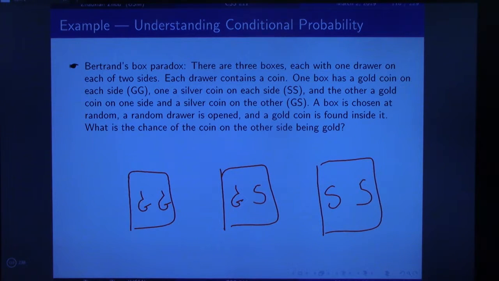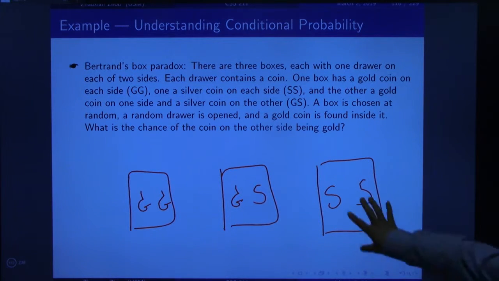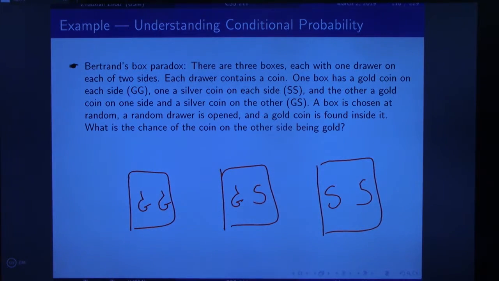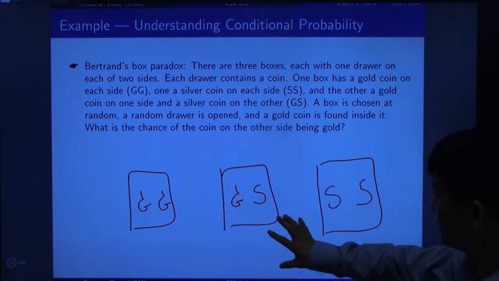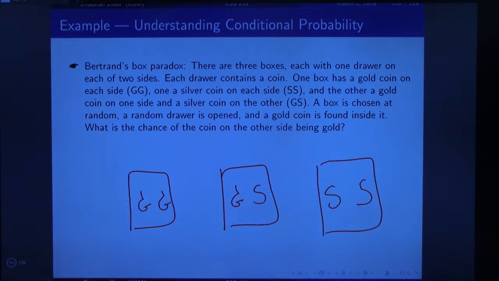Now, the interesting thing is, I'll let you randomly choose one box. You cannot see the coins, but you randomly choose one box. Suppose you choose this one, or this one, or this one. Each one has a 1/3 probability. Suppose you choose this one.